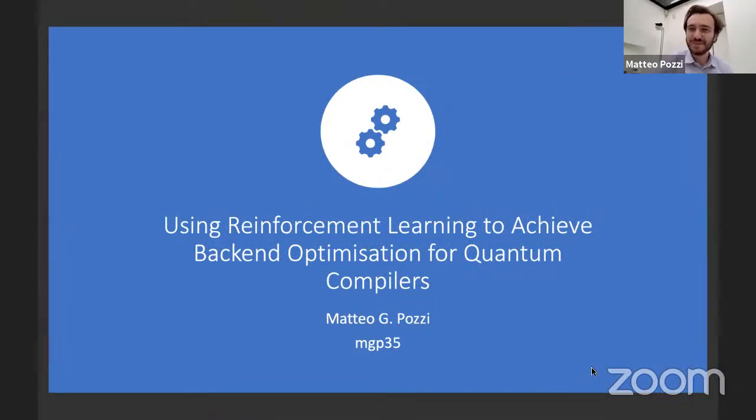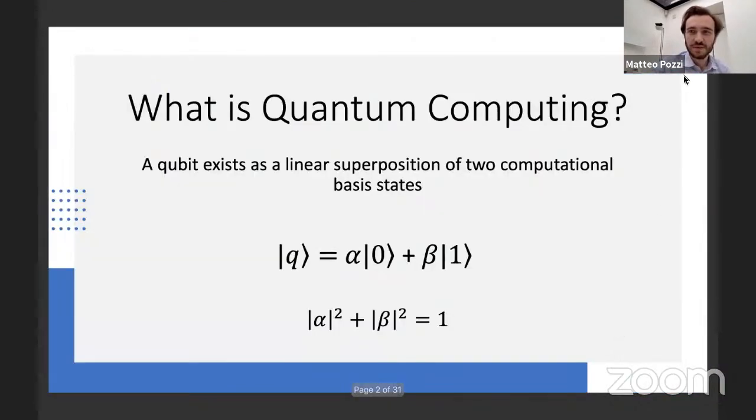Okay, hi everybody. I'm going to talk about using reinforcement learning to achieve backend optimization, specifically in terms of routing for quantum compilers. First of all, you are probably all aware of what quantum computing is, but effectively a qubit exists as a linear superposition of two computational basis states. So, you can express it with the following formulae.